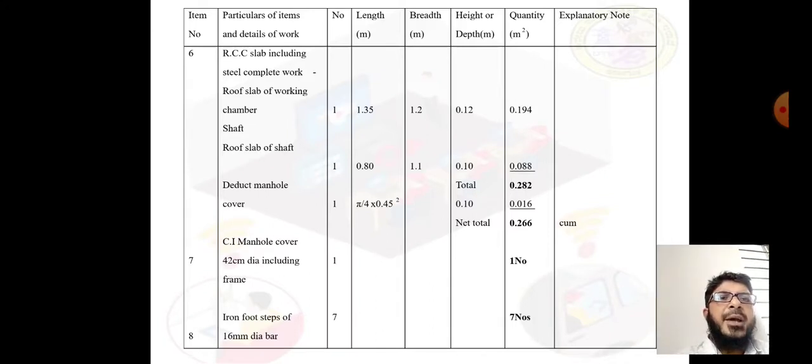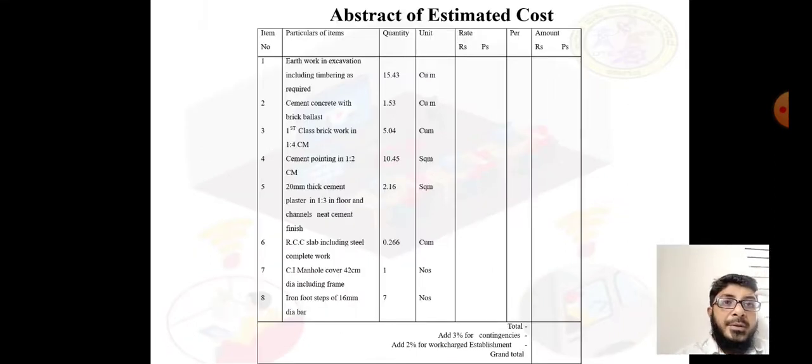Next item is CI manhole cover, 42 centimeter diameter including a frame, that is quantities in terms of a number only. So one number is there, so quantity is one number only. Then iron foot step, 7 numbers are provided. So we will take 7 numbers of iron foot step. Next item is 16 mm dia bar. So these are the total 8 items.